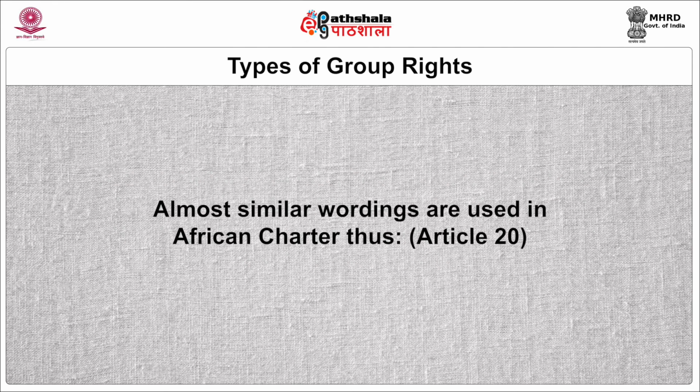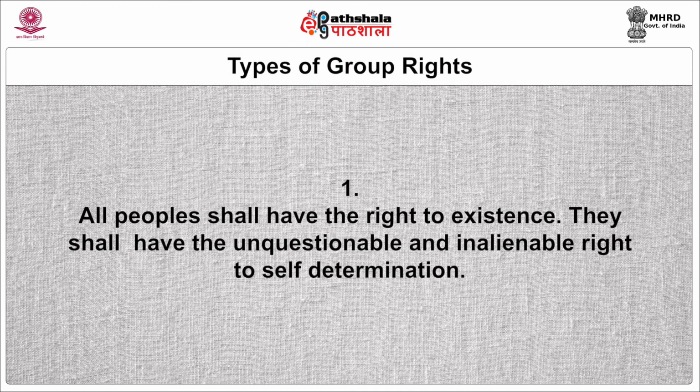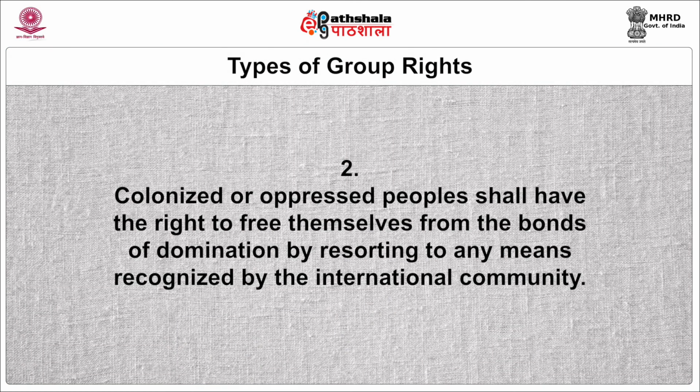Almost similar wording is used in the African Charter. Thus, Article 20: all peoples shall have the right to existence. They shall have the unquestionable and inalienable right to self-determination. They shall freely determine their political status and shall pursue their economic and social development according to the policy they have freely chosen. Colonized or oppressed peoples shall have the right to free themselves from the bonds of domination by resorting to any means recognized by the international community.